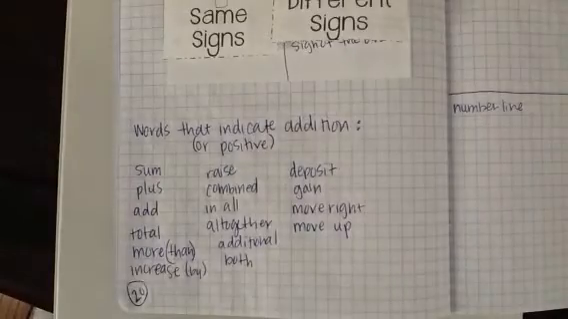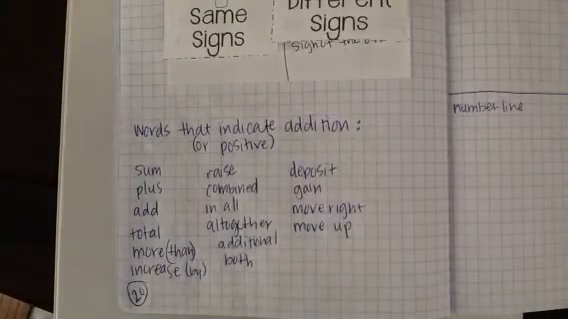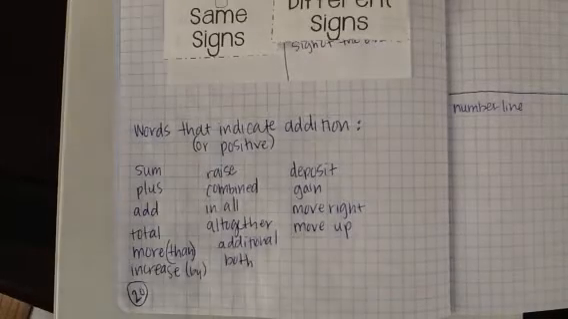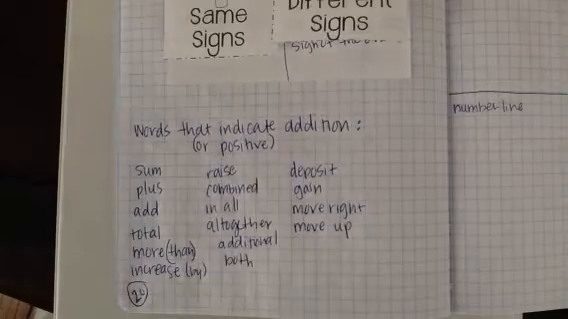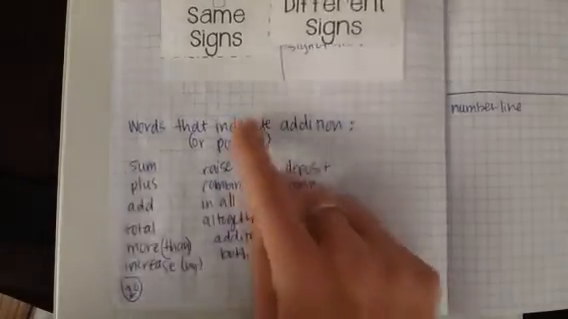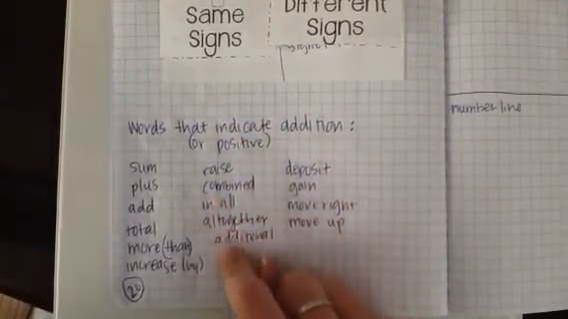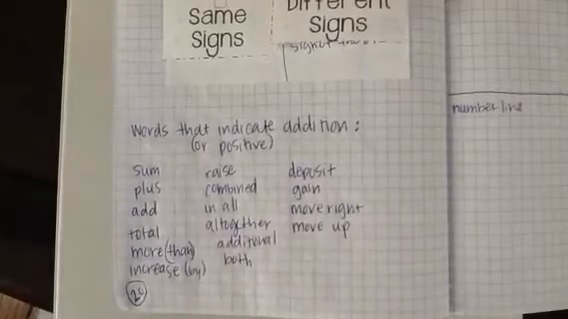We kind of put those together. So, we have sum, we have plus, we have add, we have total, more or more than, increase or increased by, kind of means addition, raise, combined and all together, additional, both.